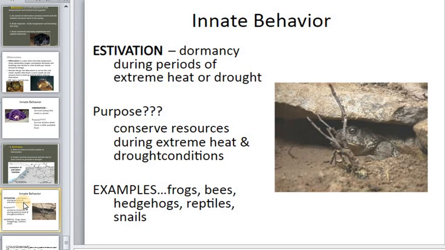Next, what about estivation? During periods of extreme heat or droughts, we have examples such as frogs, bees, reptiles and snails.